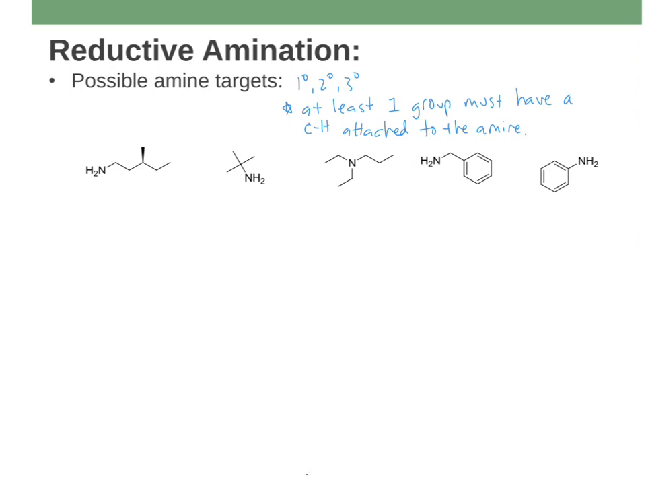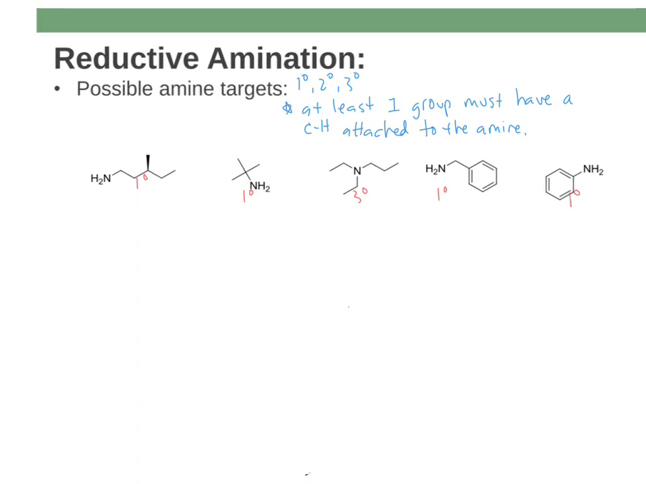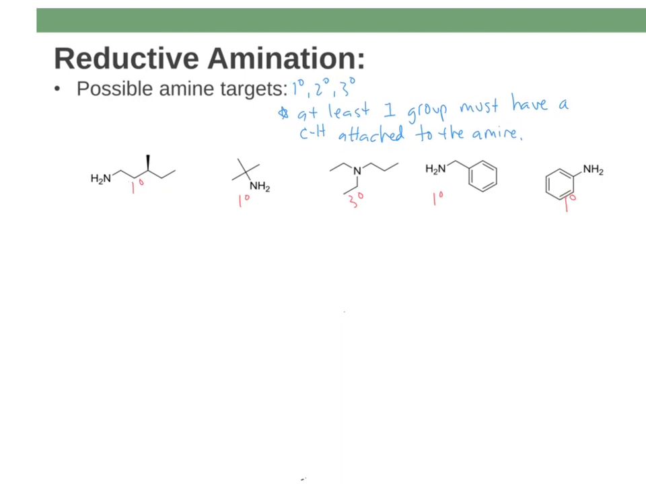So if I go through these real quick, this one's primary, that's good. This one's primary, that's fine. Tertiary, fine. Primary, fine. Primary, in theory, fine. So again, we can kind of do whatever. But like we said, we need to have at least a CH attached to the amine. So for this one, I have two hydrogens here, so that works.